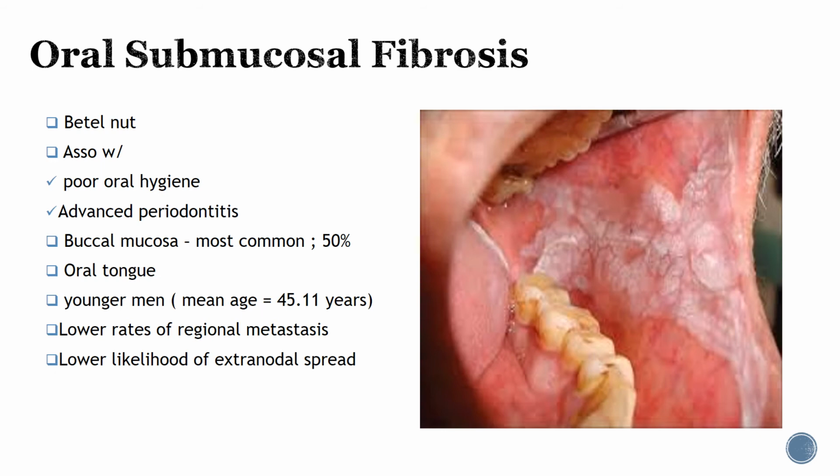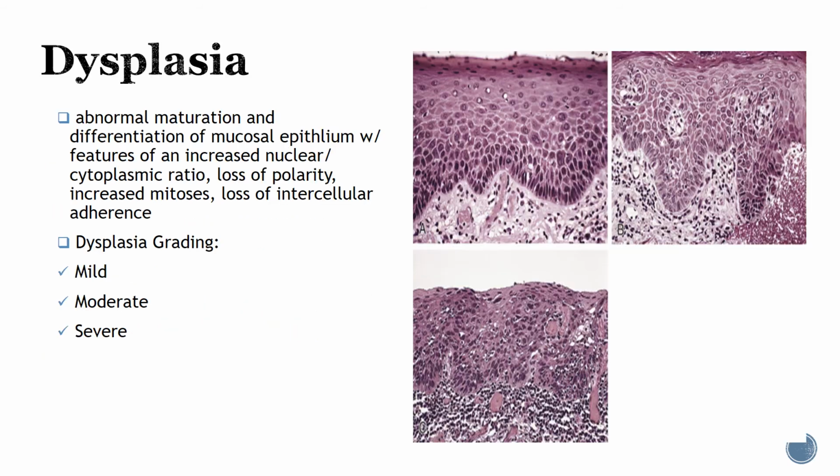Patients with oral cancer associated with oral submucosal fibrosis were typically younger men with a mean age of 45.11 years, with better histologic differentiation, lower rates of regional metastasis, and a lower likelihood of extranodal spread when compared with their counterparts who had oral carcinoma without oral submucosal fibrosis.